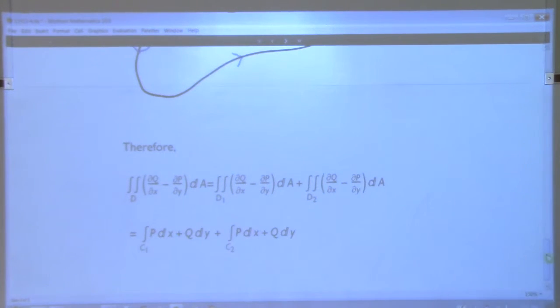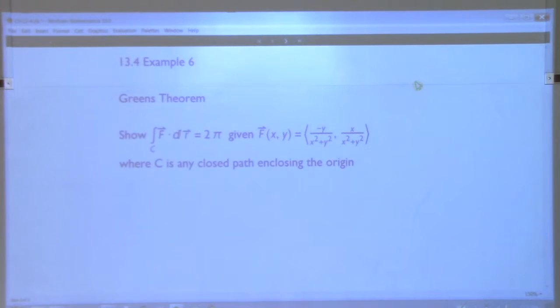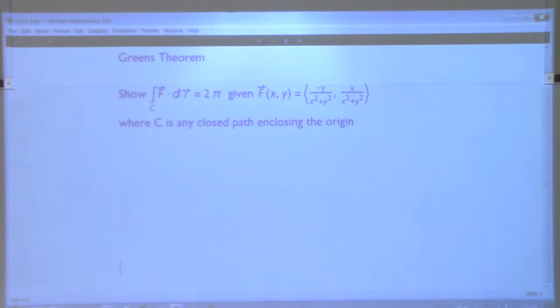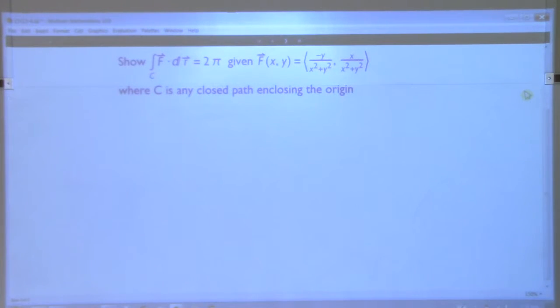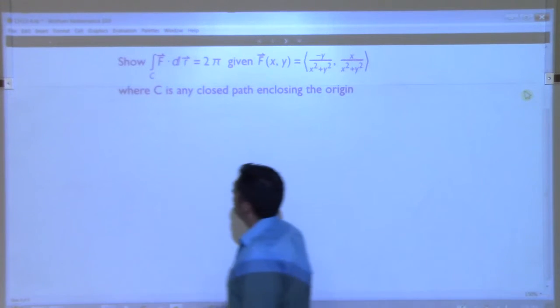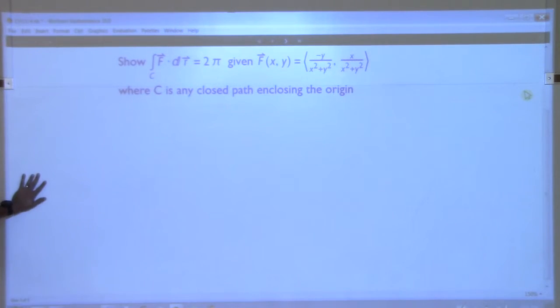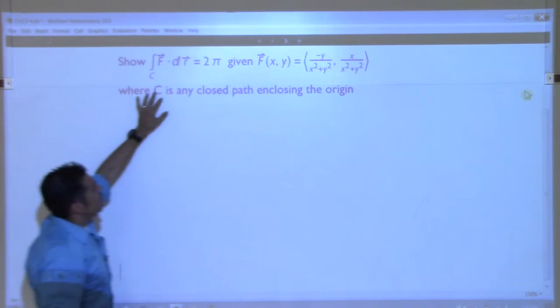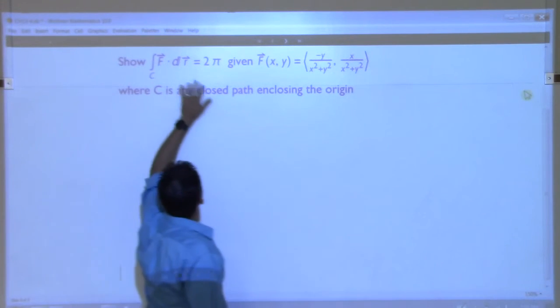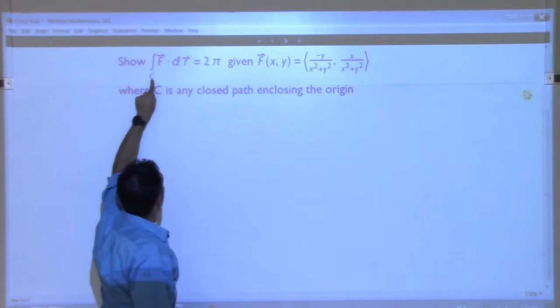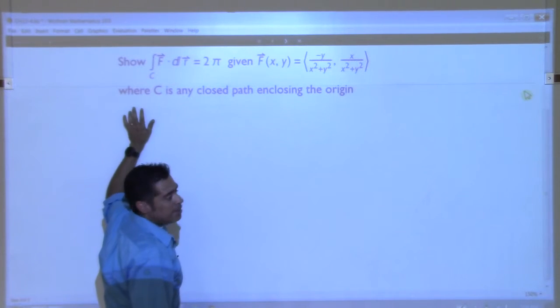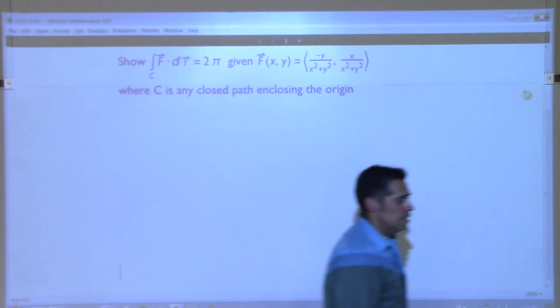This is a somewhat interesting example. Show that the work done along the curve C by the field F is equal to 2 pi, given that vector field. We're being told that if we have this vector field, we want to show that the work done by the field moving some object along the path C is equal to 2 pi. And what's our path? Any closed path enclosing the origin.